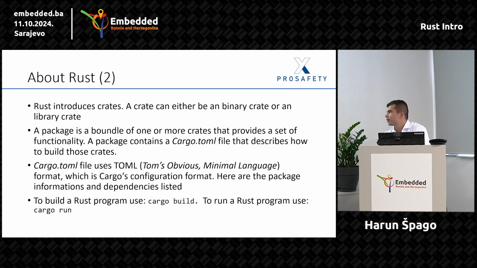In Rust, we have crates. Basically, those are library files. We can have either a binary or a library crate. A library crate is basically a C header file. We have all the functionalities that we want listed there. And the binary crate is basically a source file, and it gets compiled to an executable.